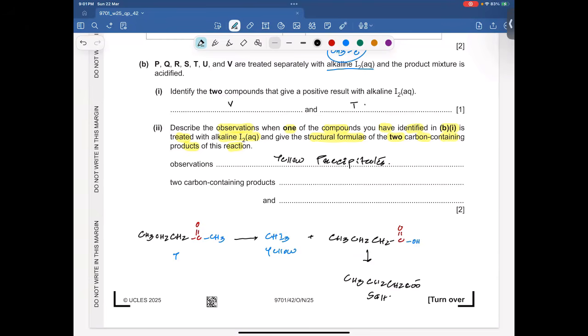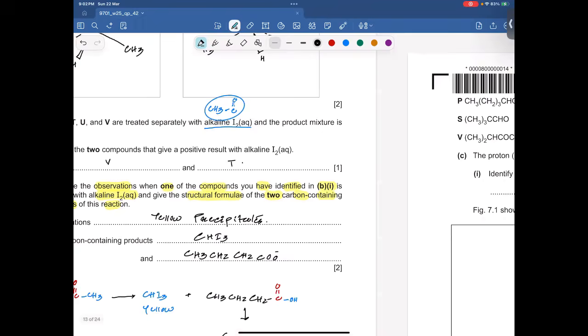Okay. So two carbon-containing products. The first one is CHI3, and the second one is the salt, CH3CH2COO negative. These are the two carbon-containing products. Oh, my bad. I forgot to write one more CH2. Okay. Let's move on to the next page.